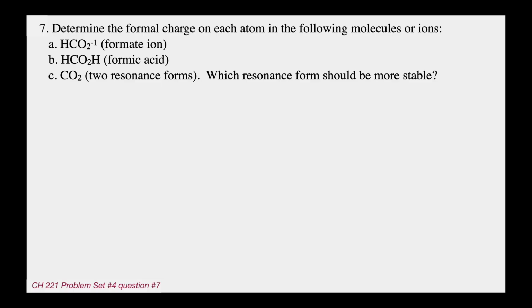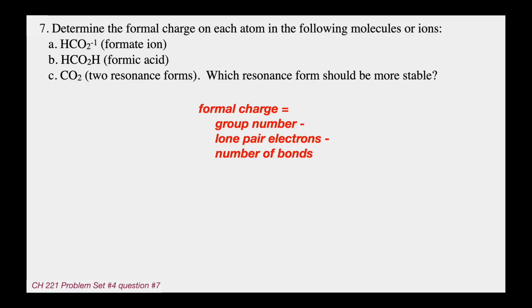So first, of course, you have to ask, what the heck is formal charge? And that's totally legit. Formal charge equals group number minus lone pair electrons minus number of bonds. So if you're talking about lone pair electrons and numbers of bonds, you of course have to draw the Lewis structure out first. And from that, then you can figure out what the formal charges are.